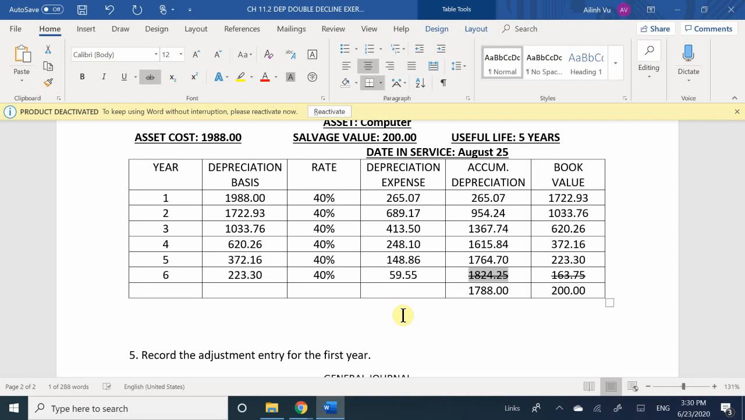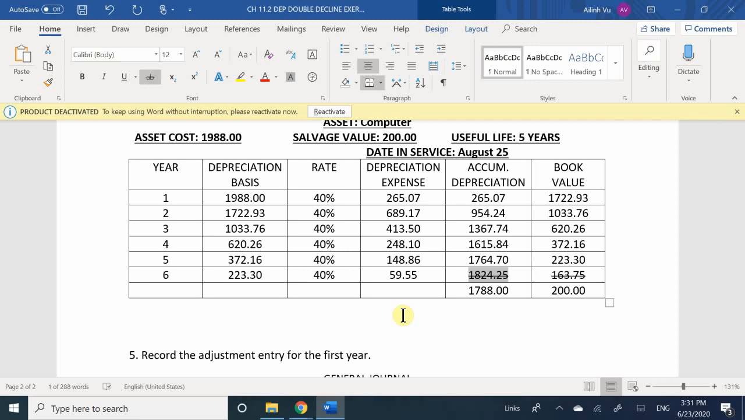Okay, so 1788. Wait a minute, it has to end up with 200. Correct. So, cost, that means, okay, how do we get 355? Cost, no, asset minus accumulated? Okay, we already solved for this portion already. Now we're focusing on working backwards, okay?